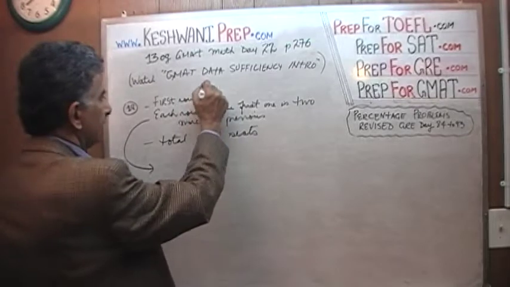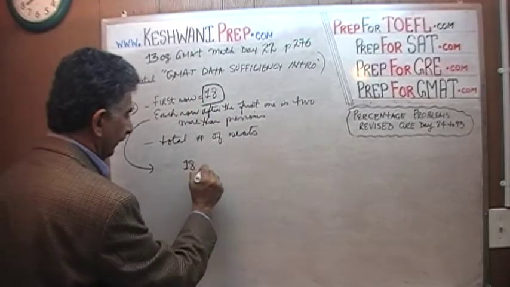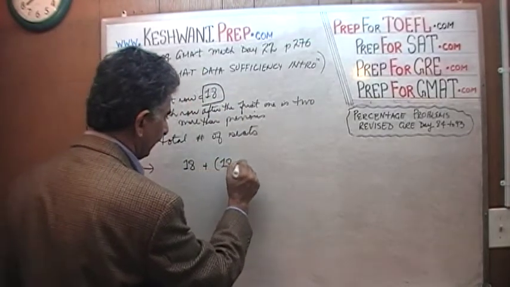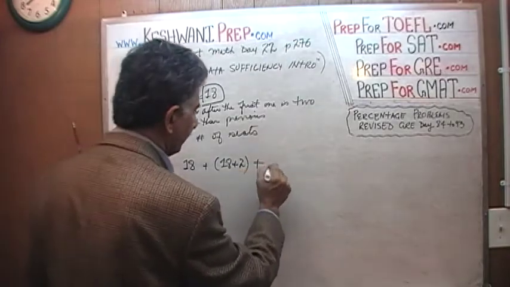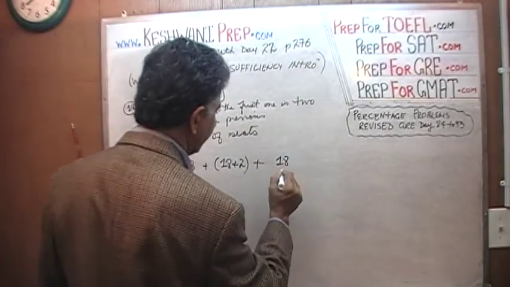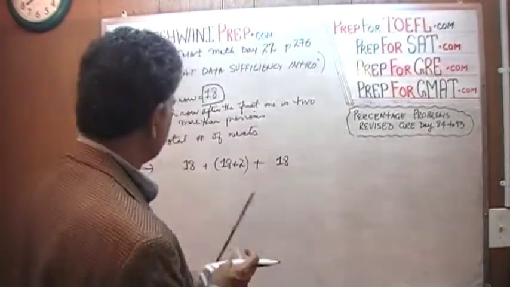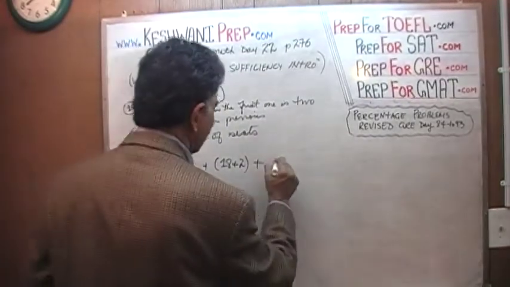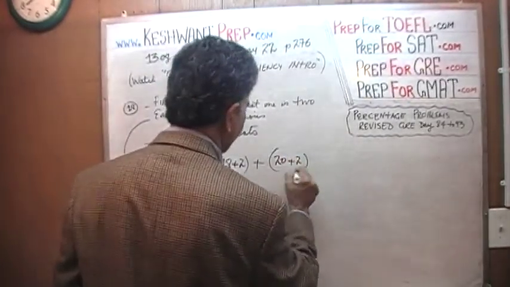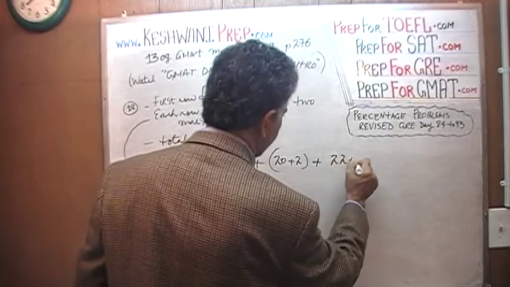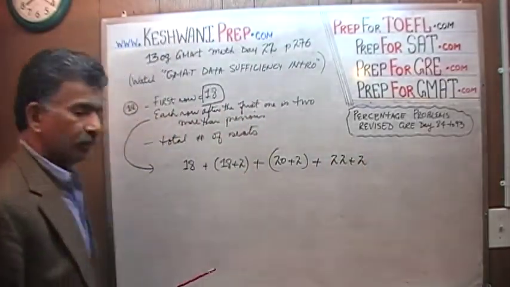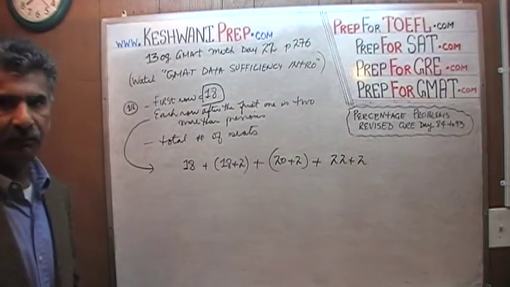For example, here they tell us the first one is 18. The next one is going to be 18 plus 2, which is 20. The one after that is going to be 20 plus 2, which is 22, and the one after that is going to be 22 plus 2, and so on and so forth. Question is, how do we express that in terms of symbols?